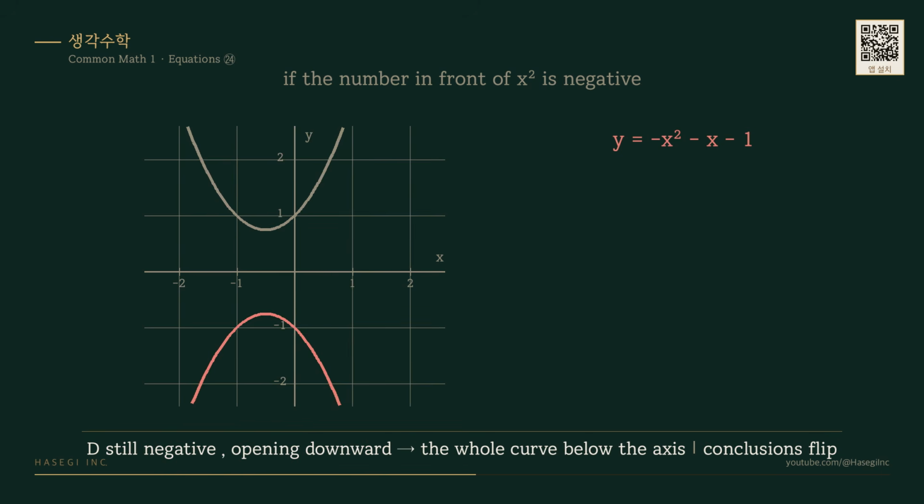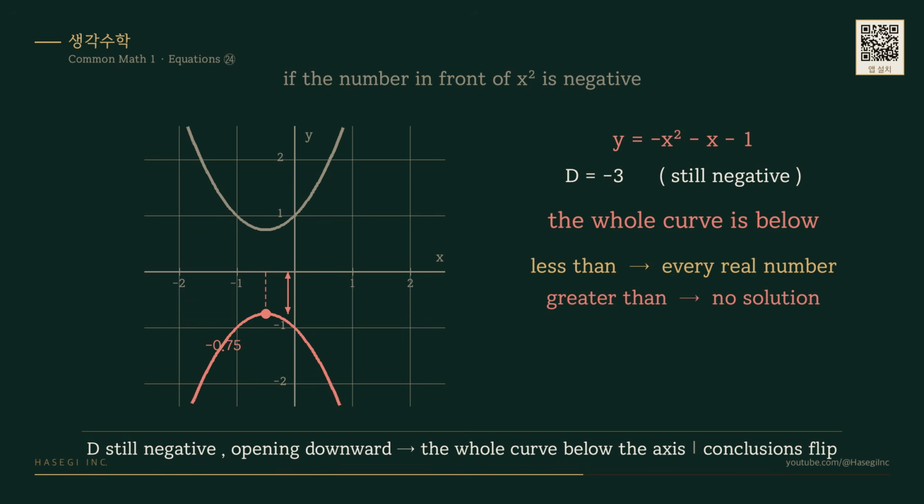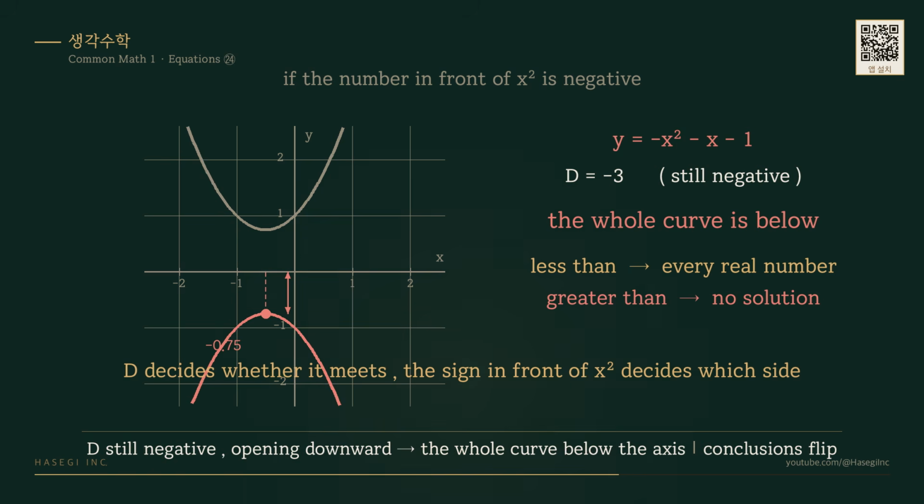What if the number in front of x squared is negative? Take minus x squared minus x minus 1. Its discriminant is still -3, but now the parabola opens downward. Never meeting the axis while opening downward puts the whole curve below it, with a highest point of -0.75. So the conclusions flip exactly. Less than 0 becomes every real number, and greater than 0 has no solution. The discriminant decides whether the curve meets the axis, and the number in front of x squared decides which side it stays on.